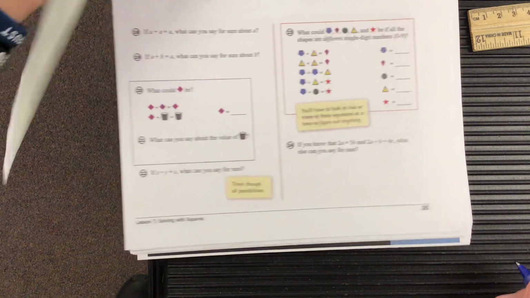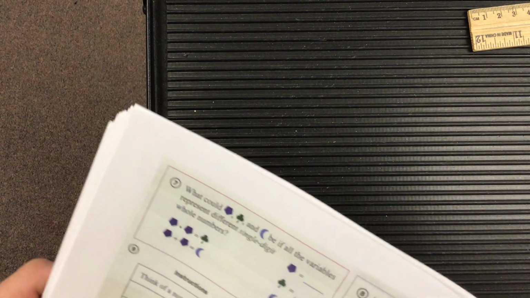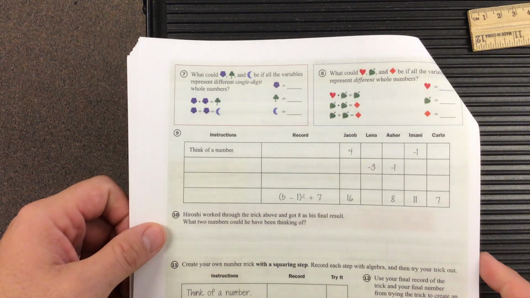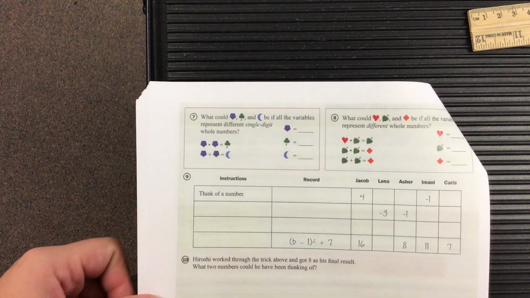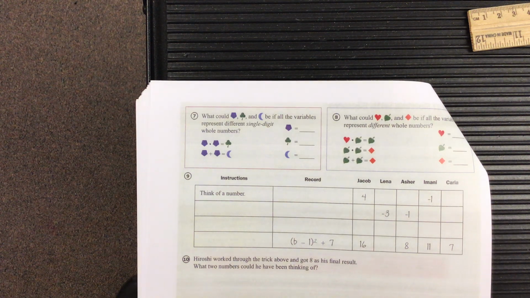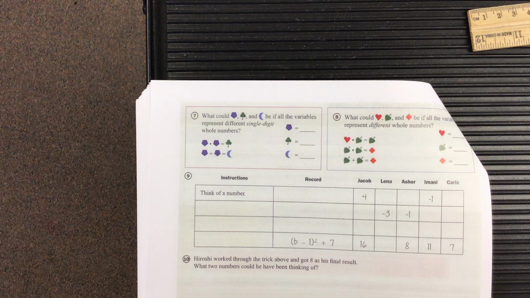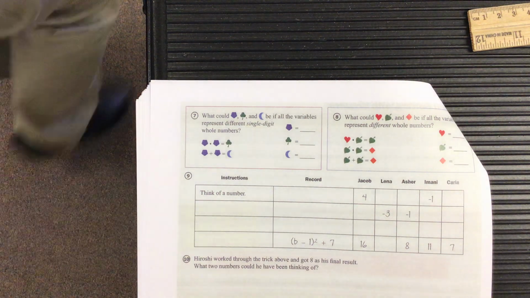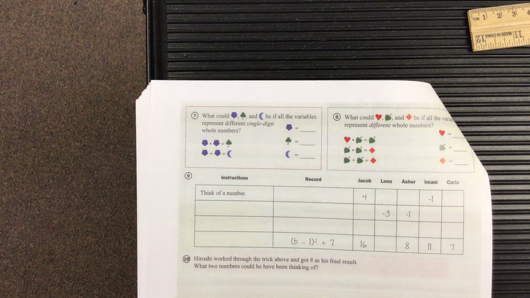All right, next page. It says, what could those three shapes be if all the variables represent single digit different whole numbers? So they're all different. They're all one numeral. And they're all whole numbers. So see if you can come up with something that would work there. Remember, none of them are double digits. So see if you can come up with some numbers that work.